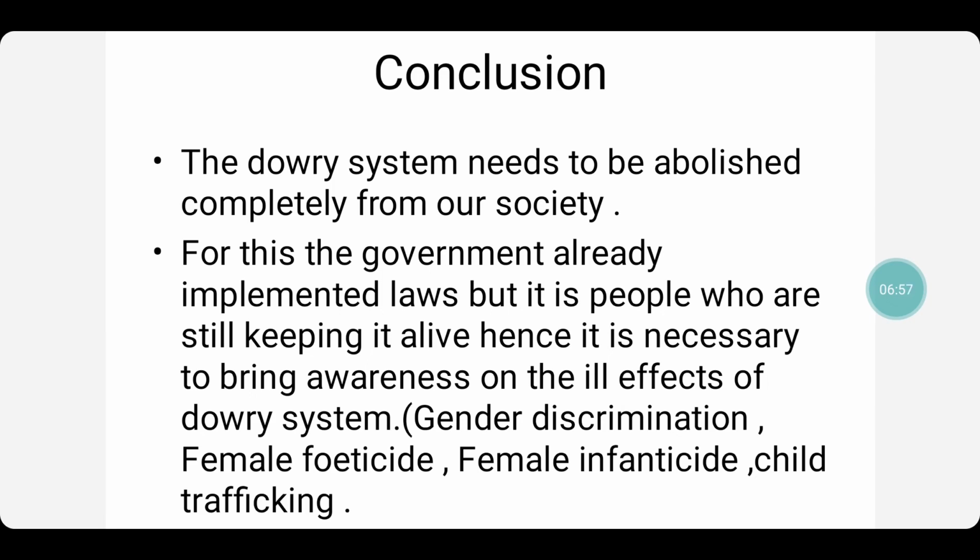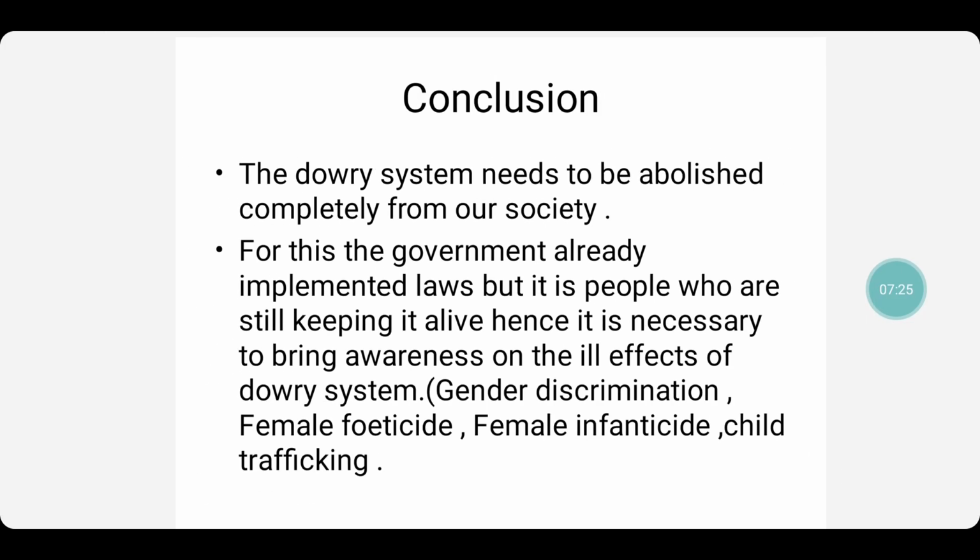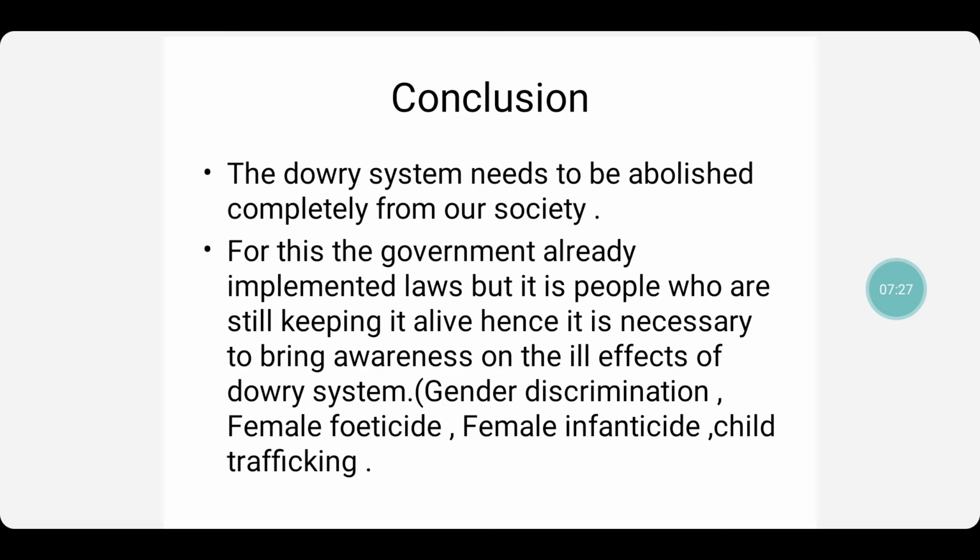So what have we learned from this entire poem? That is, the dowry system needs to be abolished completely from our society. For this, the government has already implemented laws, but it is the people who are still keeping it alive. Hence, it is necessary to bring awareness on the ill effects of dowry system so that it can be abolished from the society completely. That is the choreography for the poem Another Woman.